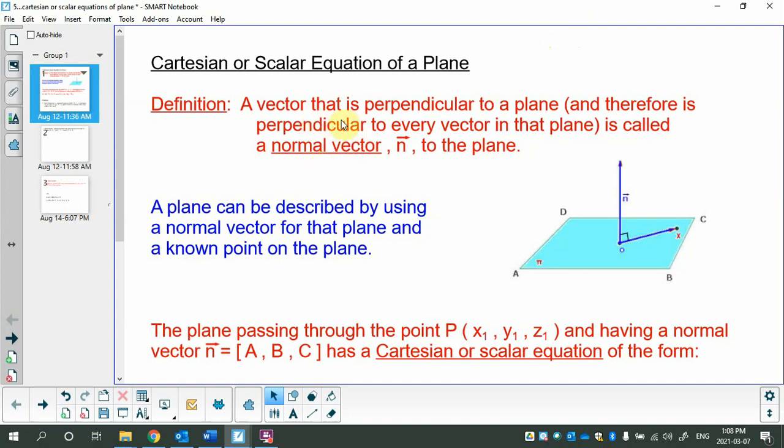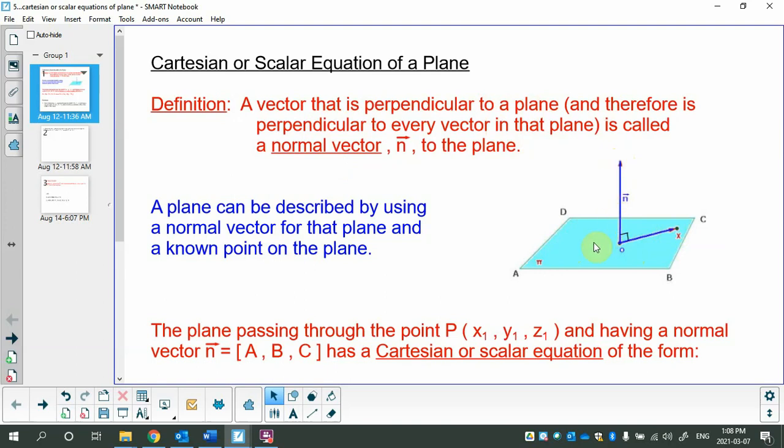And it is that there's this thing called a normal vector. Now, you've done normals already, in calculus, and that was perpendicular to the slope of the tangent. Orthogonal is another word for normal. 90 degrees is another word for normal. Perpendicular is another word for normal. So a vector that is perpendicular to a plane, and therefore is perpendicular to every vector in that plane, so every line that's drawn on this plane that has an arrow on it, so every vector on this plane is going to be perpendicular to this normal vector.